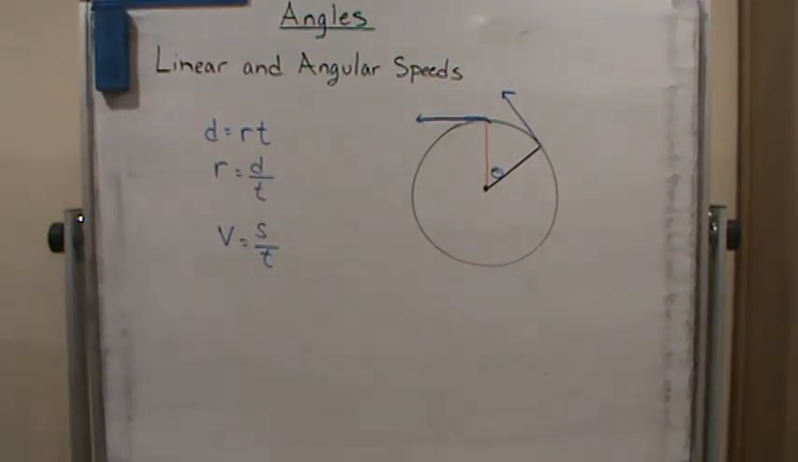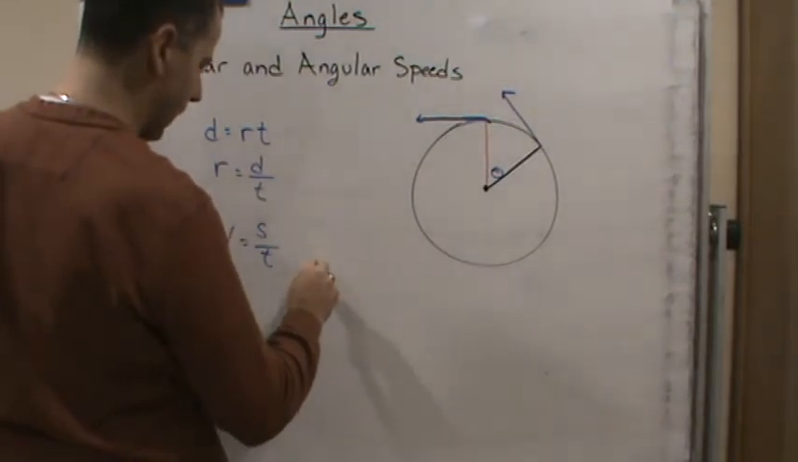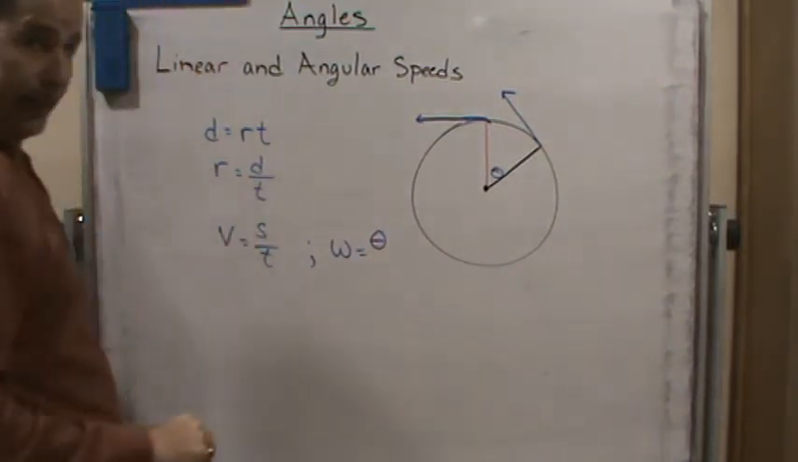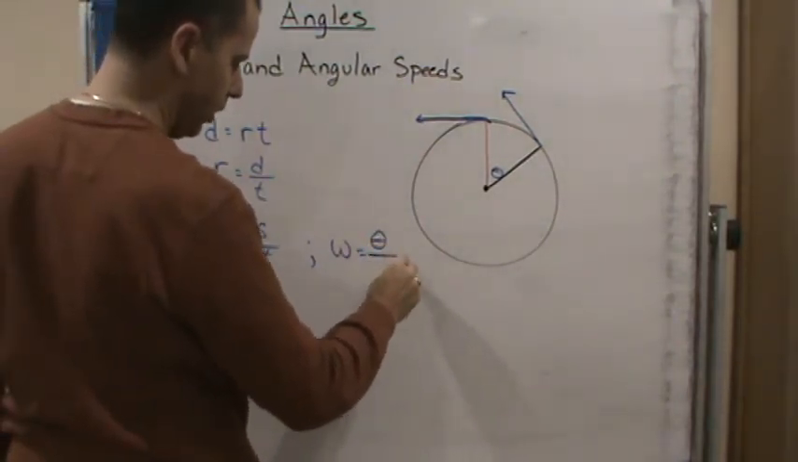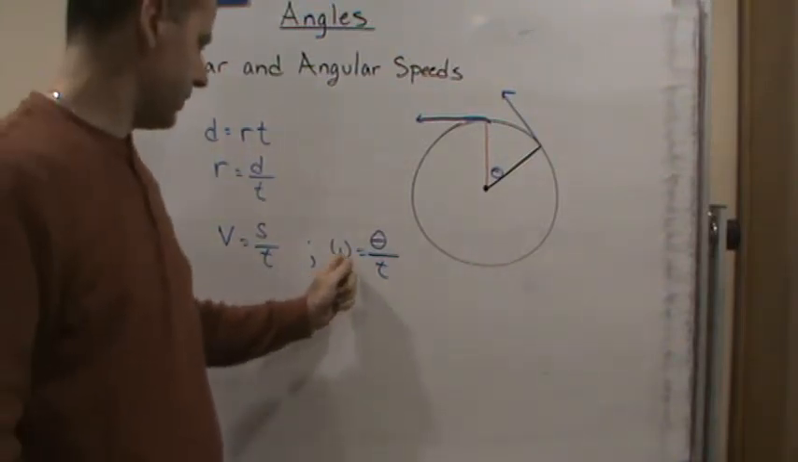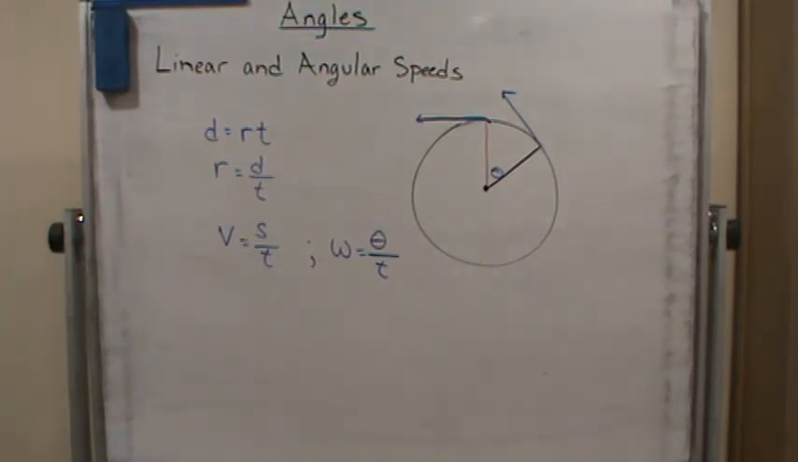Okay, so how do we derive the angular speed? Well, it's just given by omega. Omega is equal to the change in the central angle over time. So that's angular momentum, or not momentum, did I say momentum? Angular speed. Okay? So this is angular speed and this is linear speed.